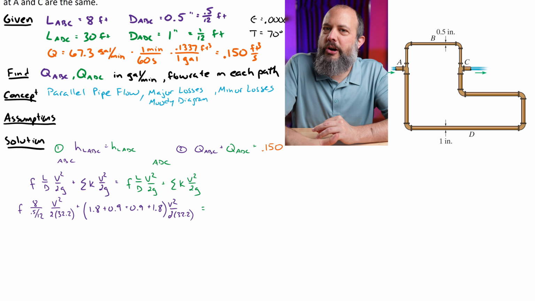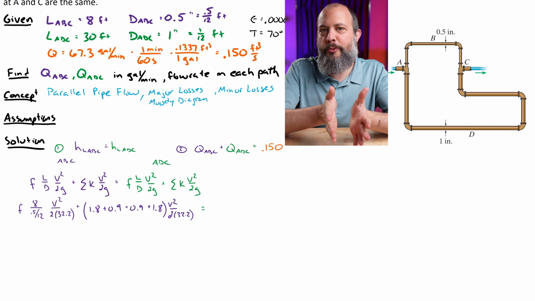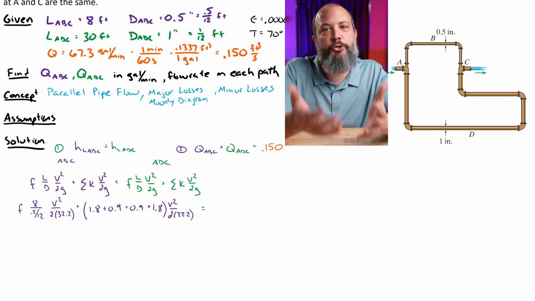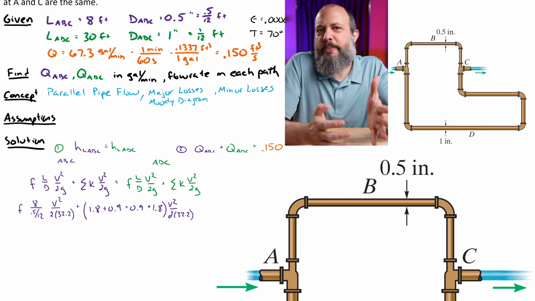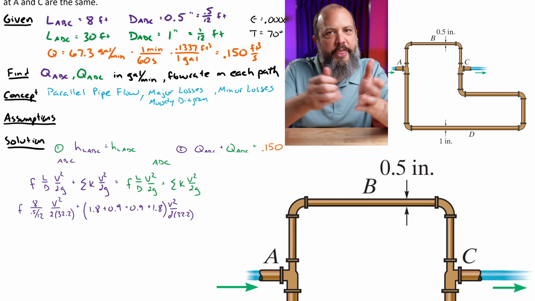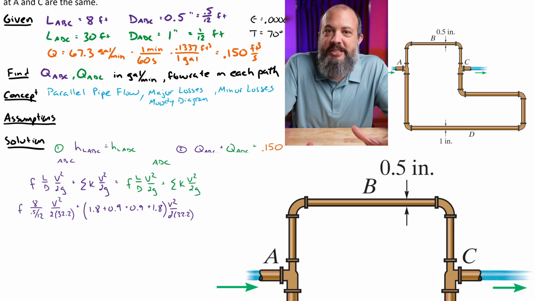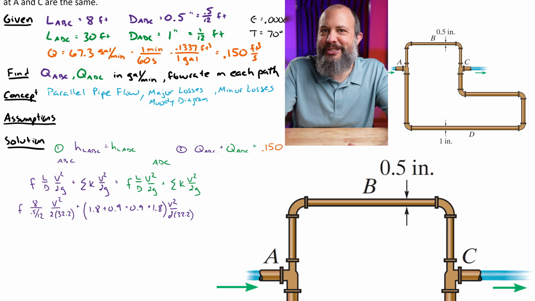Now I can probably make an argument that the loss here should be even larger than 1.8 because not only are we going through a T-joint, there's also a contraction happening. So based on the picture, it looks like we're going from point A, a thicker pipe, down to point B, which is thinner, and this change in thickness happens inside the T-joint. But let's keep it simple and just use the numbers given to us in the tables.